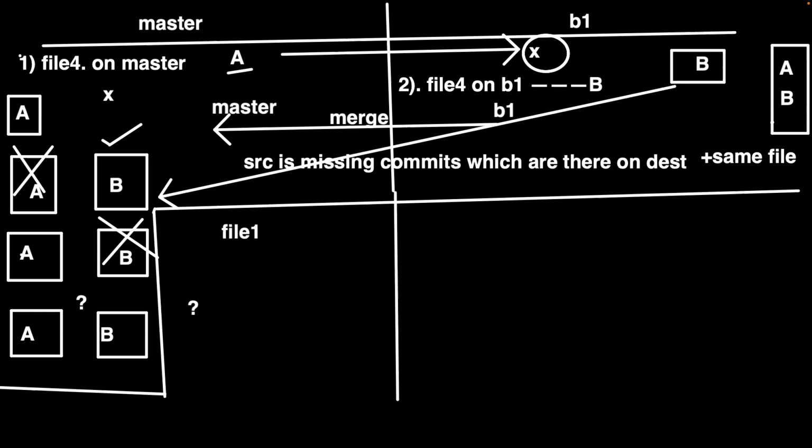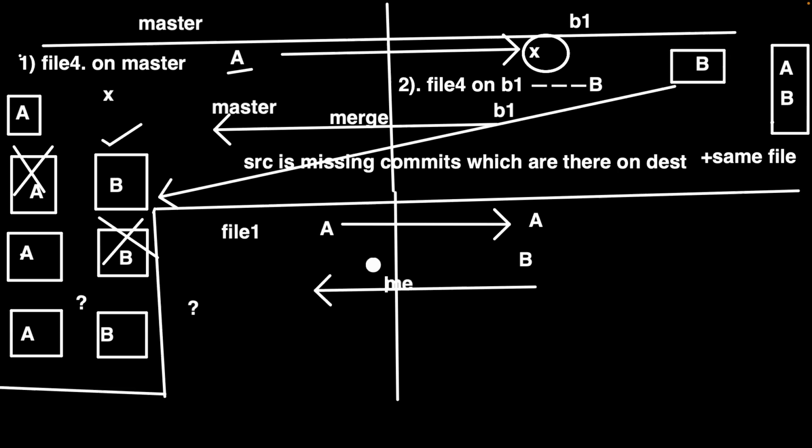Okay. You made a commit here, fine. Then you made the B1 branch. Let's suppose you made the B1 branch. Obviously, you will have this commit A, correct? Then you are making some commit B here on the same file. Then you merge. Will you get a conflict?